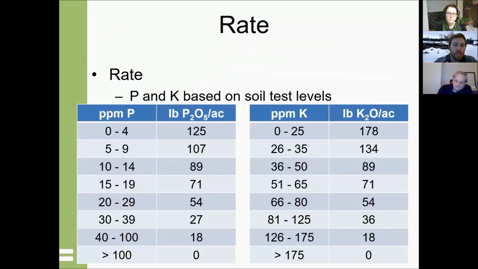So also for rates, moving on from nitrogen, phosphorus and potassium, which are our two next leading nutrient requirements, those are normally based on our soil test levels. So I'm sure many of you have seen these tables before, where you take your soil test results, and then you look across the table to see how many pounds of phosphorus or how many pounds of potassium you want to add.